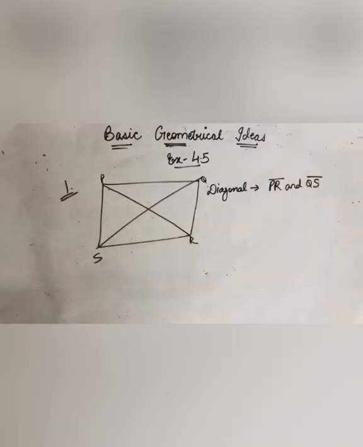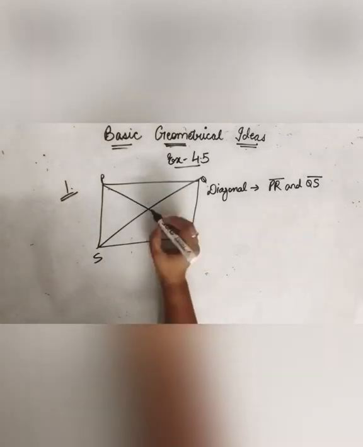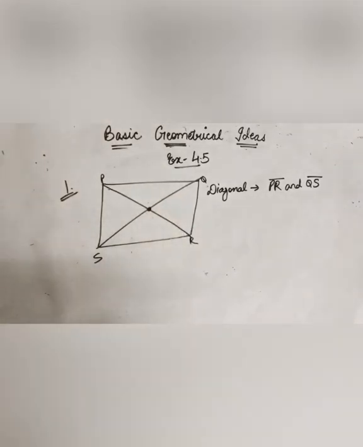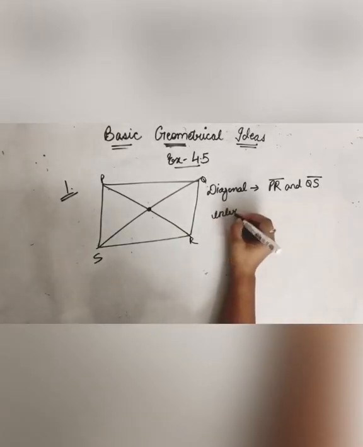Is the meeting point of the diagonals in the interior or exterior? The meeting point of the diagonals is this one. This point lies in the interior of the quadrilateral or exterior? Interior.